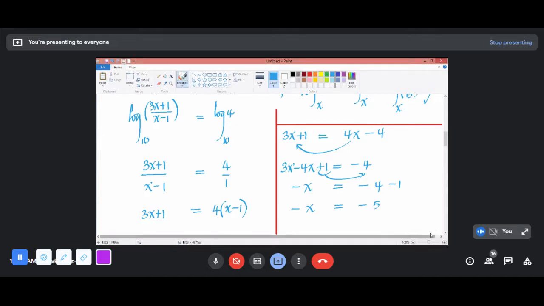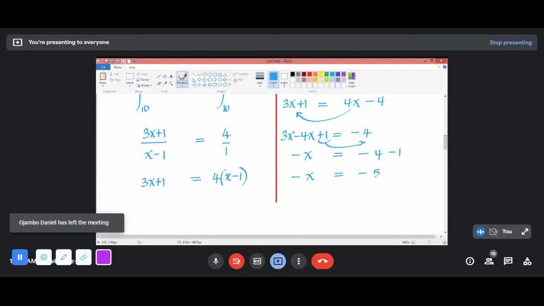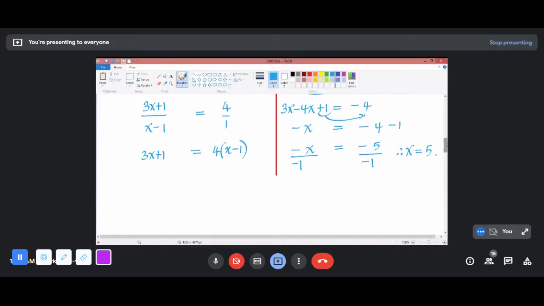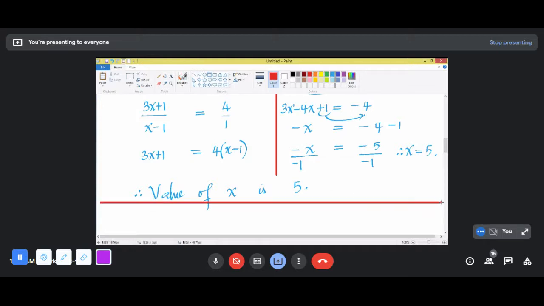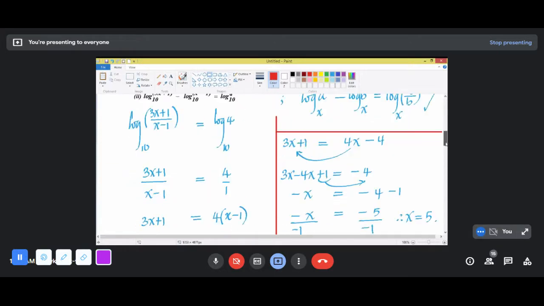And when you divide both sides by negative 1, it means x is equal to 5. So in example 2, the value of x is 5. Someone might think every time the answer must be 5. No, that was just a coincidence.